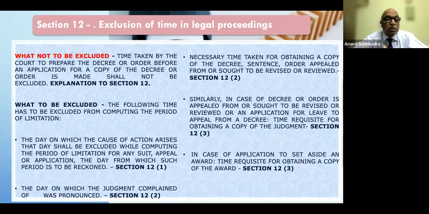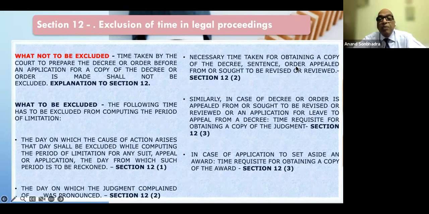So going by this context, as soon as the order is pronounced, within a couple of days you file for issue of a certified copy of the order. Then from the date you have filed an application till the time you get the certified copy may be excluded. But if you haven't done so, it may not be.